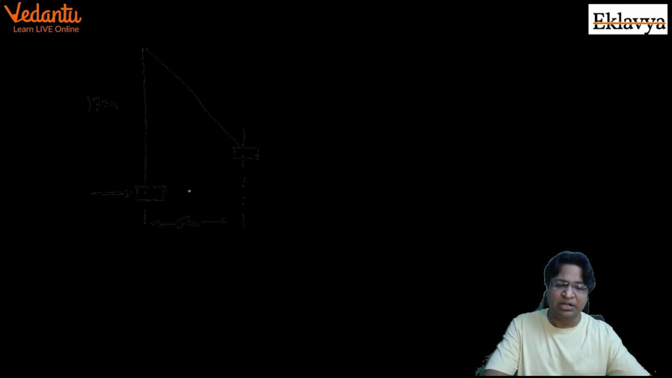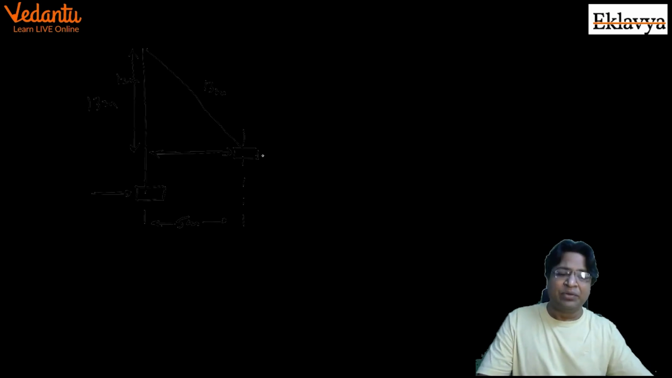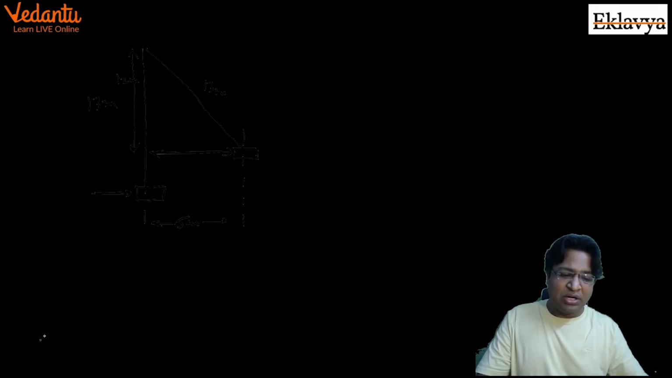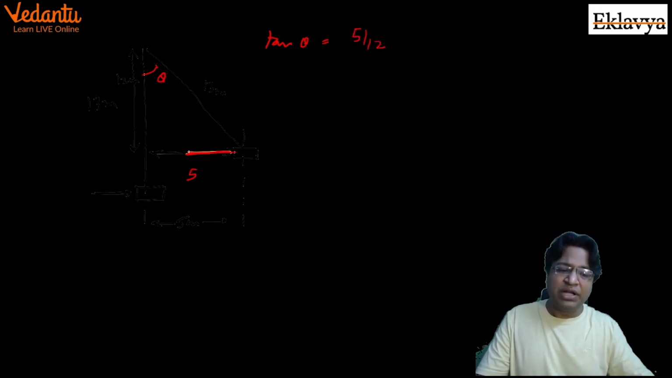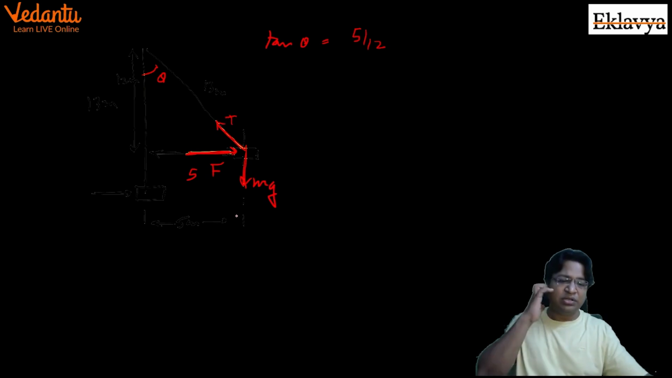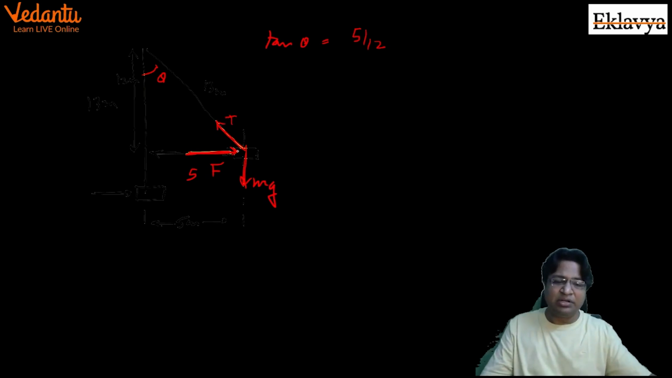Now let's understand that this horizontal distance is 5 centimeters. This is 13 meters, it is already given. So this length will be 12 meters. You can calculate it by using the Pythagoras theorem. Now if this angle is theta, then we already know the value of tan theta. Tan theta would be 5 by 12. Now force F is acting like this, tension would be acting like this, and mg would be acting like this. So this would be the situation. Or I can say that this angle would be theta.